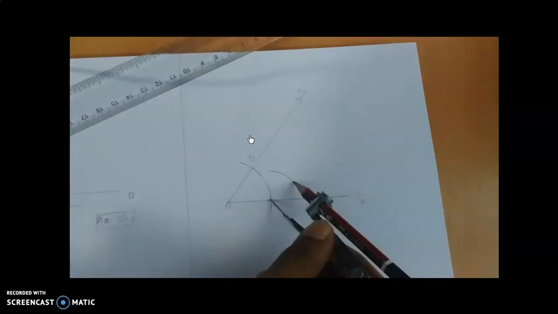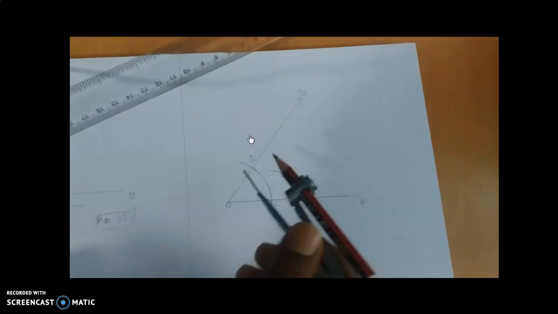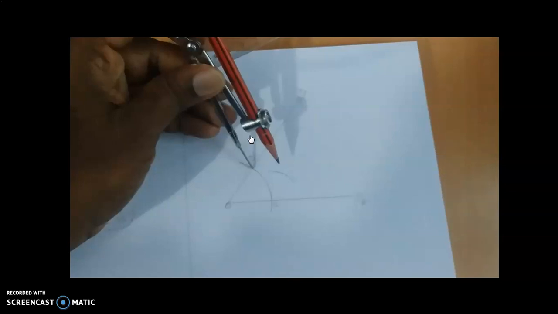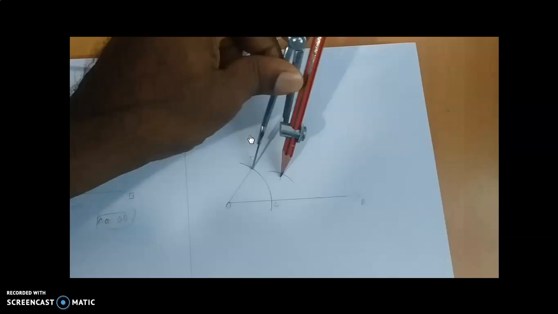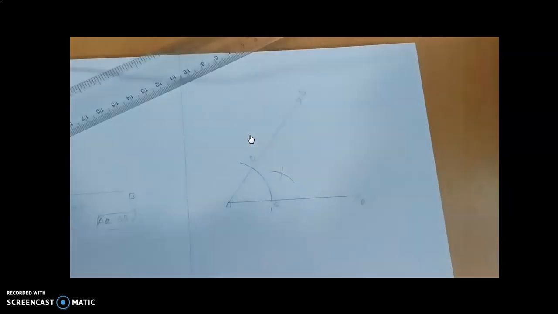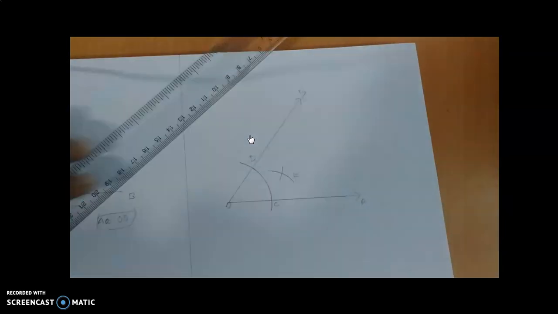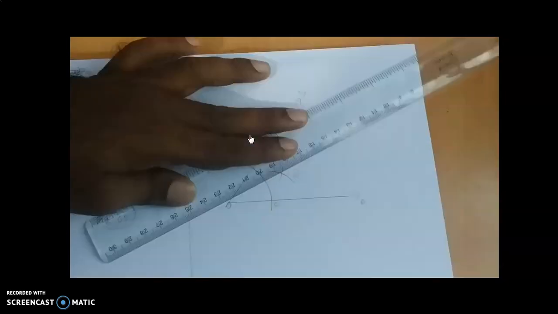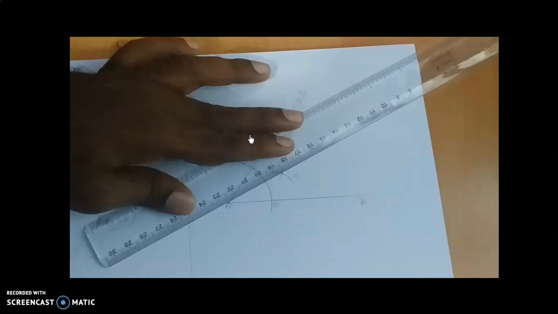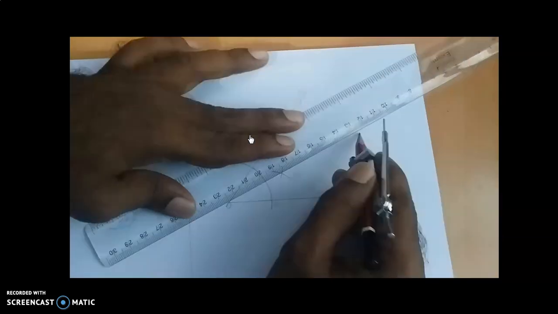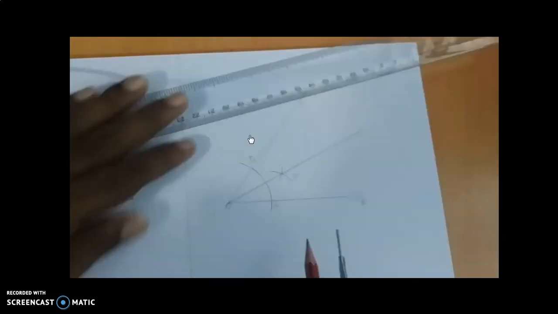And then without changing anything in your compass, keep D as a center and draw one more arc that will intersect your previous arc. This intersection point you have to take as E. Now draw a line through O and E. So that's it.